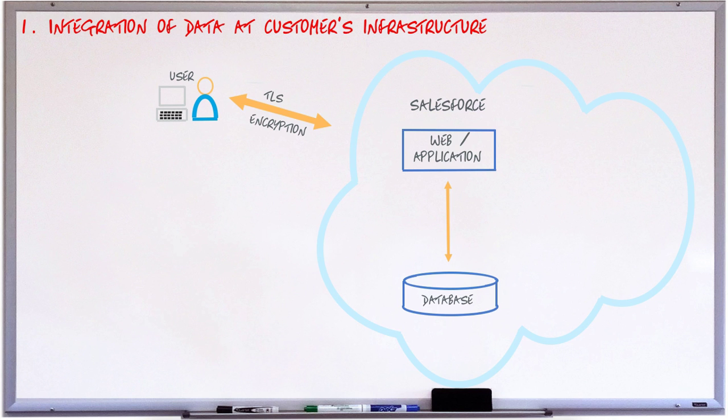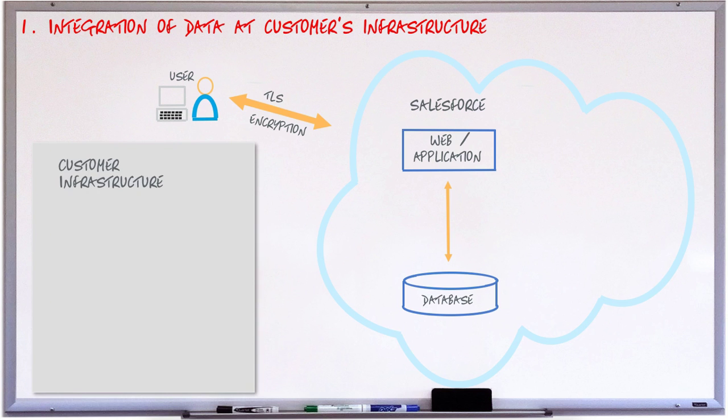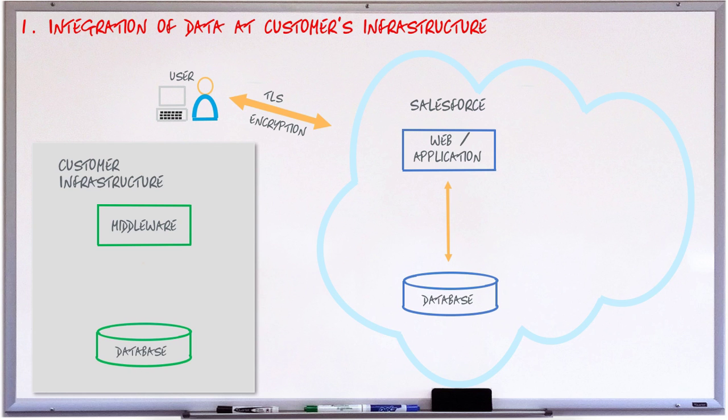In this drawing, we have not added any integration solution, so Salesforce would only read and write data stored at the database inside the Salesforce Cloud. On the left side, we will add a customer infrastructure. The customer infrastructure will need a middleware system, which can be using the OData protocol, the SOAP API, or the REST API. The middleware system would access a database also at the customer infrastructure.